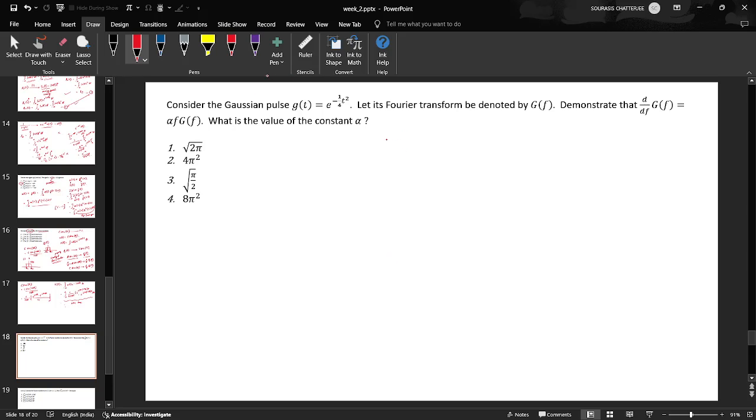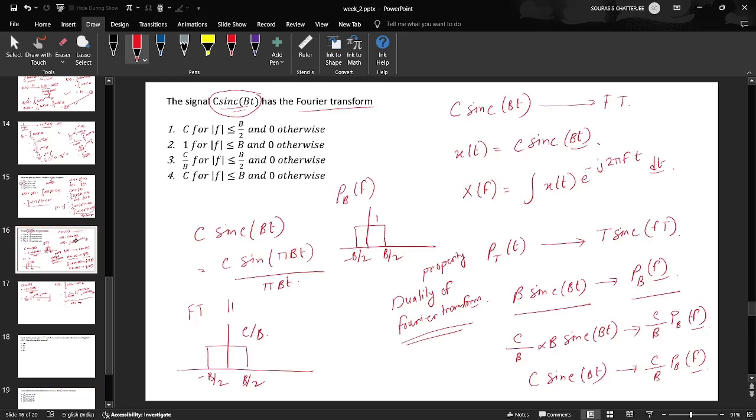Now this question is about, okay, I think we didn't point it out here. It's the pulse with amplitude c over b with the bandwidth of b, total b. So this one is the answer.